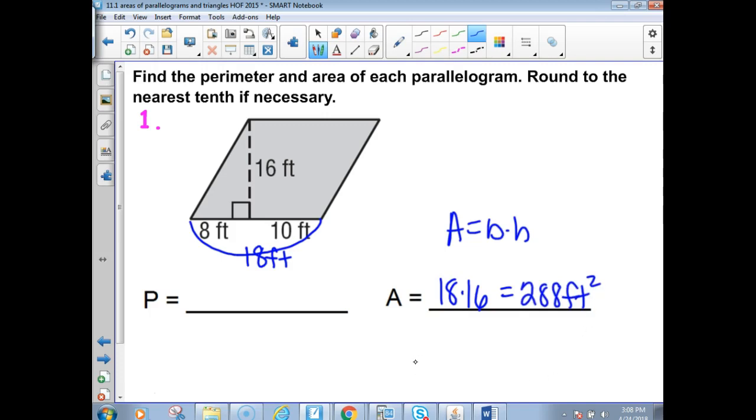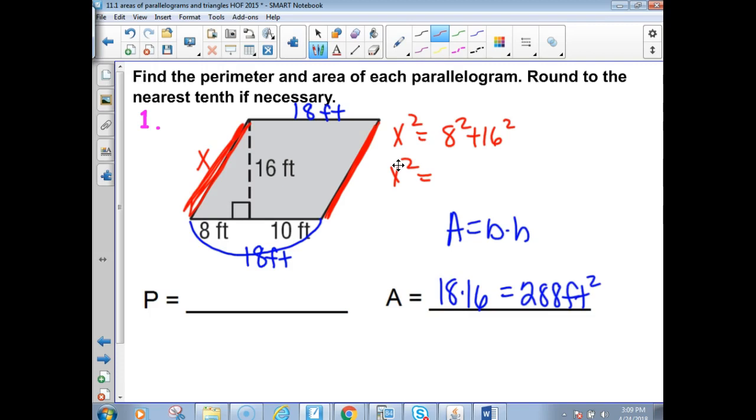All right, now I'm going to try to find the perimeter. I know if there's 18 at the bottom base, then the top base is also 18 feet. But I don't know this length, which is the same as that length. So I got to figure it out. I've got a height of 16, and I know this is 8, so I've got a little right triangle here. This would be my hypotenuse. I'm going to call it x. So x squared equals 8 squared plus 16 squared.